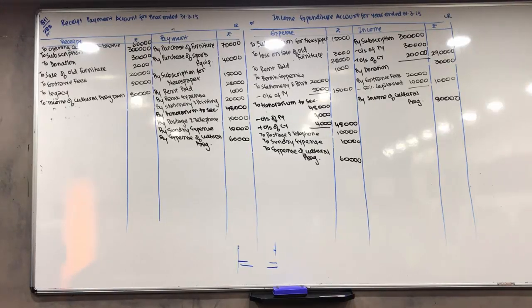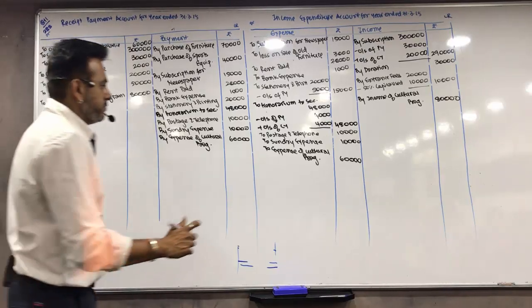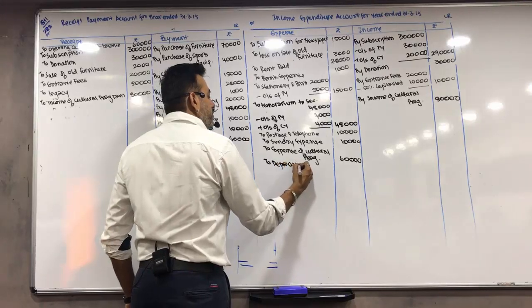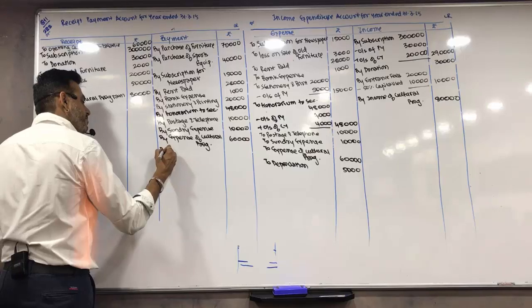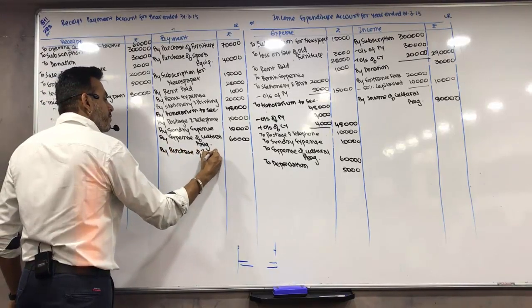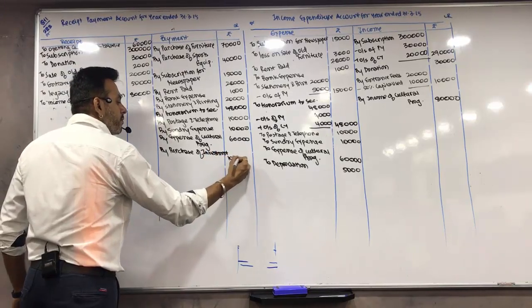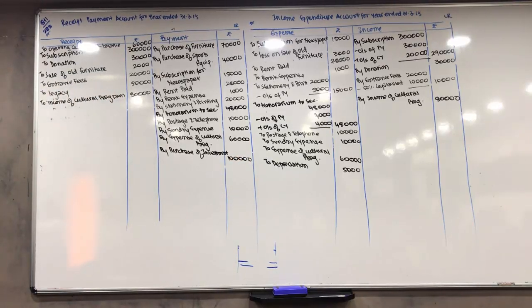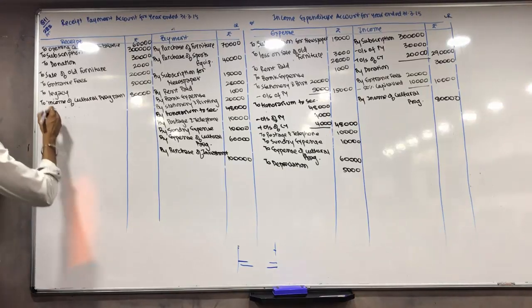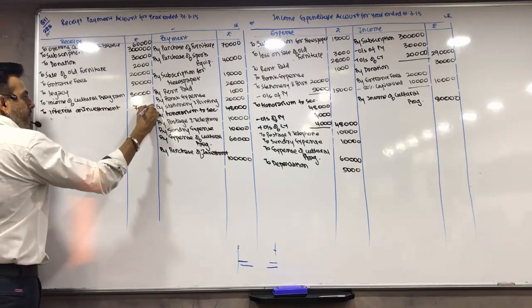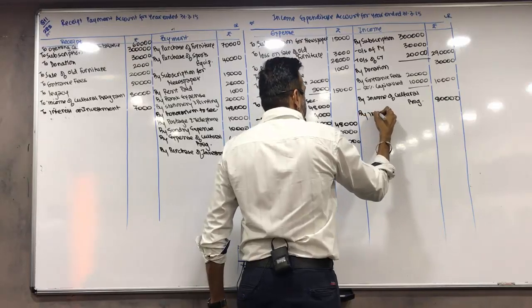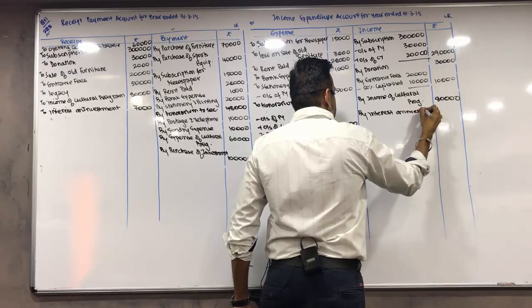Depreciation. Payment and appreciation. Depreciation is a non-cash expense, so directly depreciation 5,000, to depreciation 5,000. Purchase of investment, only payment 1 lakh. Interest on investment, it is our receipt also, 7,000 to interest on investment 7,000, by interest on investment. All done.